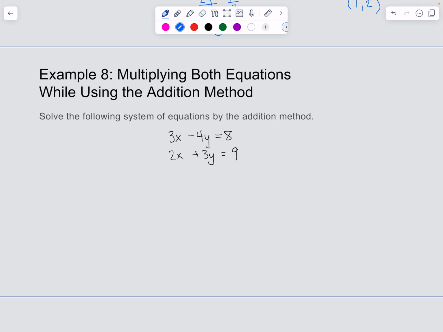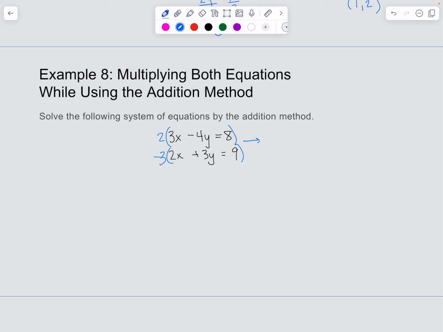Let's just stick to the x values. 3 and 2, I know that if I multiply this one by 2, I'll get 6. And if I multiply this one by negative 3, I'll have negative 6. And that will make them so I can eliminate.